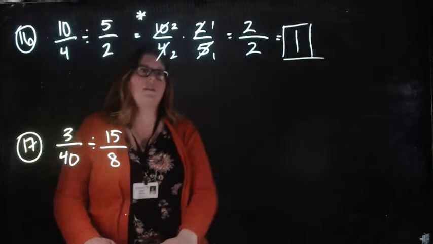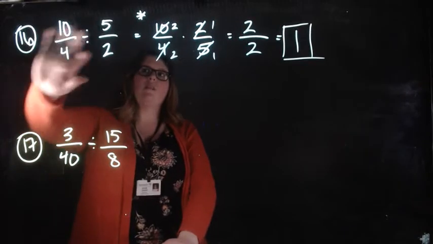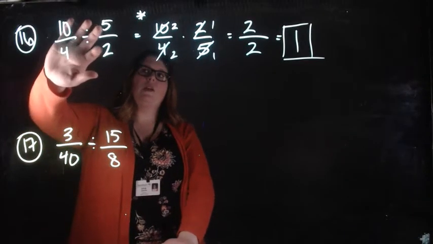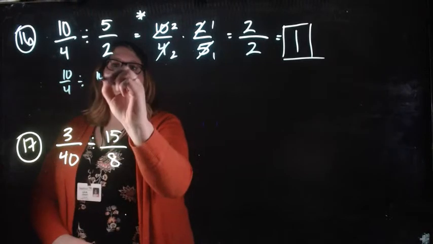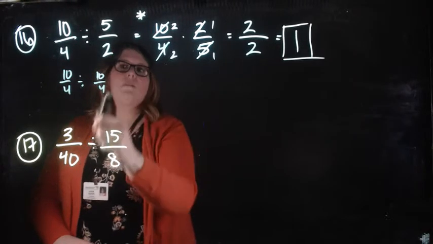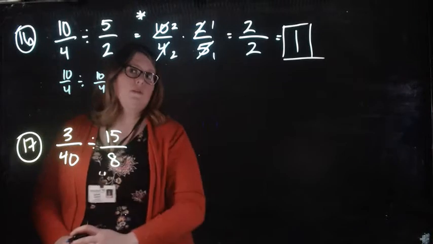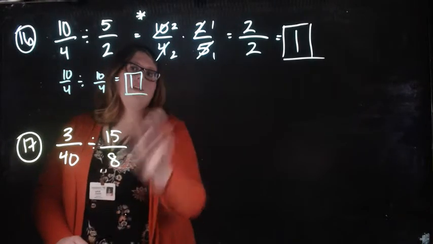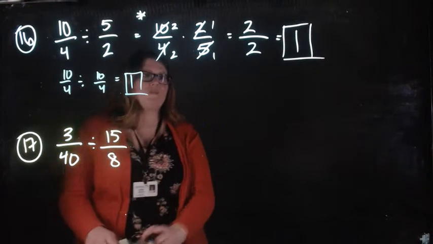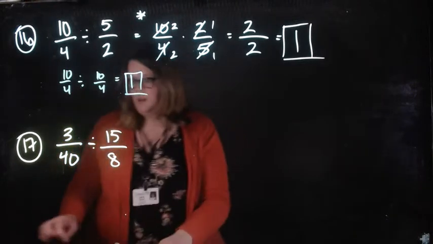And really, when we think about this, 10 fourths divided by 5 over 2, an equivalent fraction of 5 halves is 10 fourths. I can just multiply my numerator by 2 and multiply my denominator by 2. Anything divided by itself is 1. Right? Let's look at our next one.